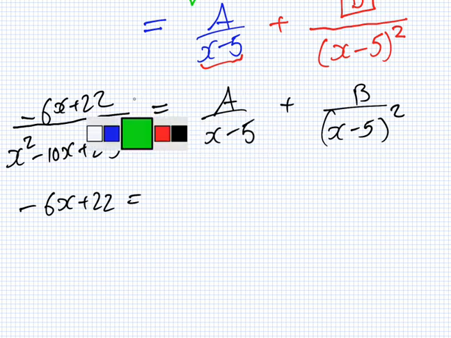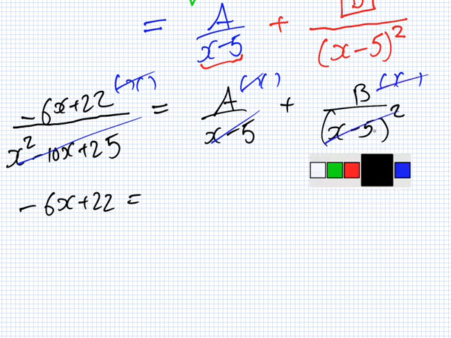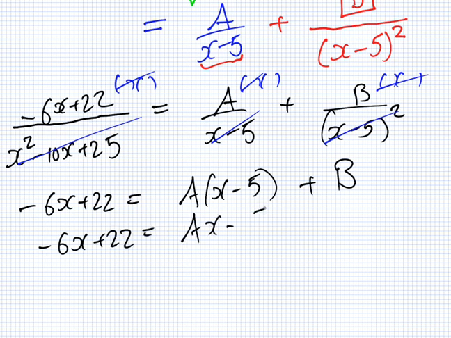So what I'm doing is multiplying through by x minus 5 squared, so that cancels all of that. The first with the first, and both of these with both of these. So you get a(x minus 5) plus b. So I get minus 6x plus 22 equals ax minus 5a plus b.